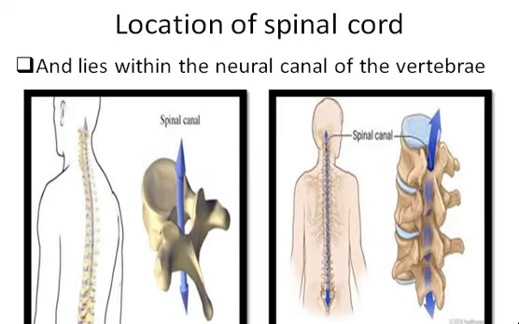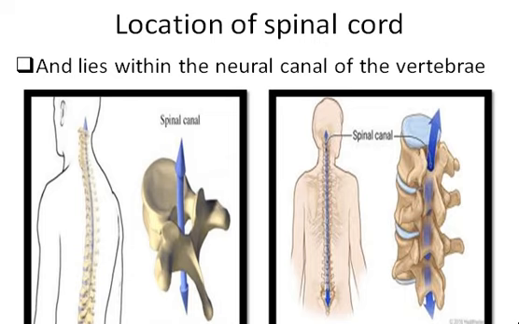You can notice how the canal is passing through the vertebrae, which is called the spinal canal or also the neural canal. So, if you jot down all the points of the location together, it will be like this: the spinal cord extends from the medulla of the brain almost the whole length of the backbone to end at the second lumbar vertebra and lies within the neural canal of the vertebrae.